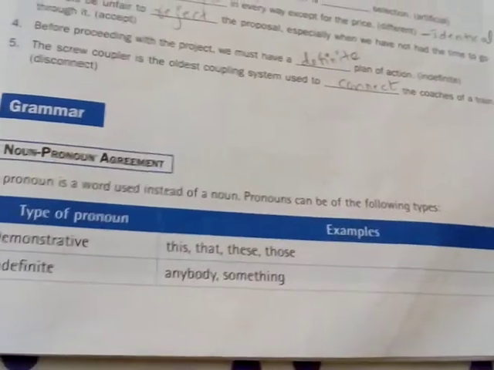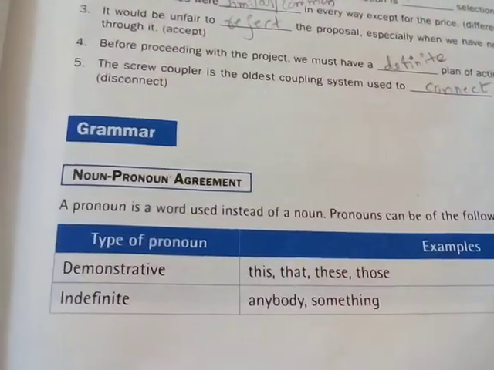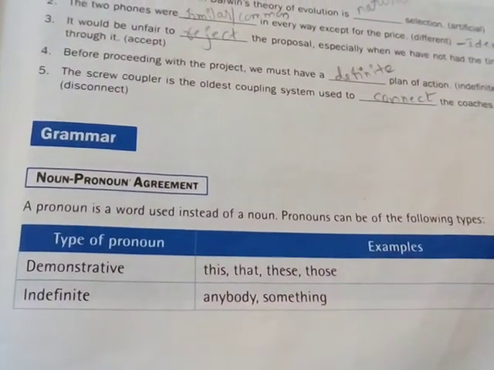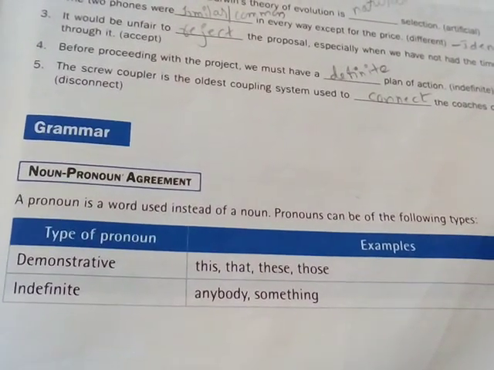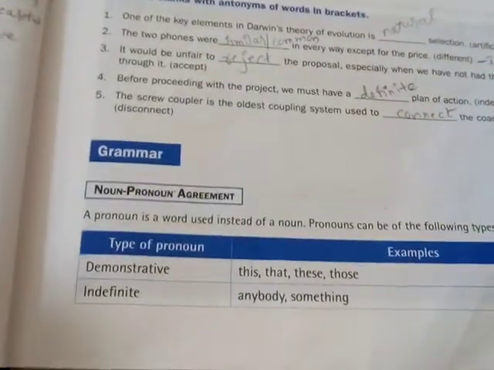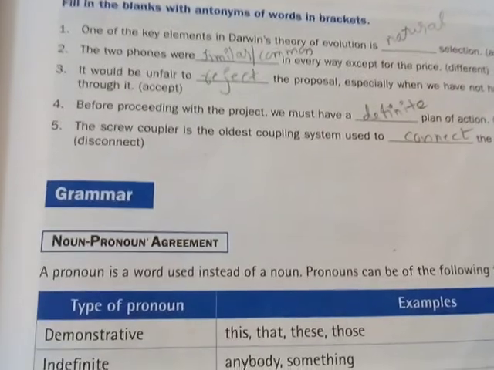Now let us look at another concept called noun-pronoun agreement. This is an important question, and the kinds of pronouns are important. A pronoun is a word used instead of a noun. Pronouns can be of the following types. So pronouns are used instead of nouns, and there are different kinds of pronouns.